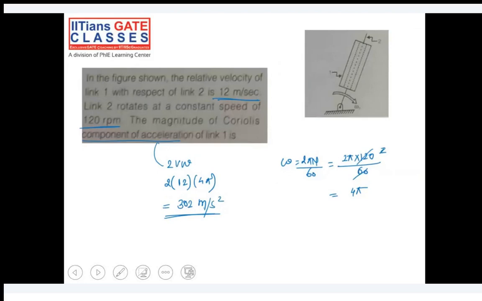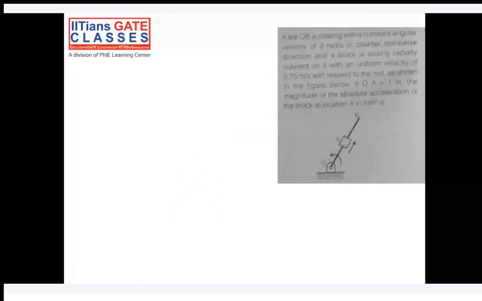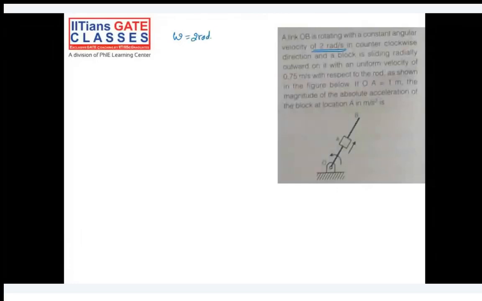Fine. So the linear velocity of the slider is also given to you with respect to the rod, as shown in the figure. And if OA is 1 meter, so r is also 1 unit, and the magnitude of the absolute acceleration of the block at location A is. So they are asking what is the absolute acceleration, what is the total acceleration the block will have at this instant whenever it is at point A? So think on this question. Understand what are all the possible accelerations it will have.